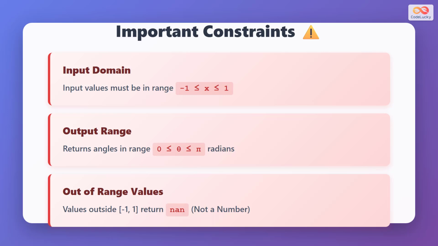There are critical constraints to be aware of when using arccos. First, the input domain. Your input values must be within the range of -1 to +1, inclusive. Second, the output range. The function returns angles between 0 and pi radians only. Finally, if you pass values outside the valid range, such as 2 or -3, the function will return NaN, which stands for not a number. Always validate your inputs to avoid unexpected results.